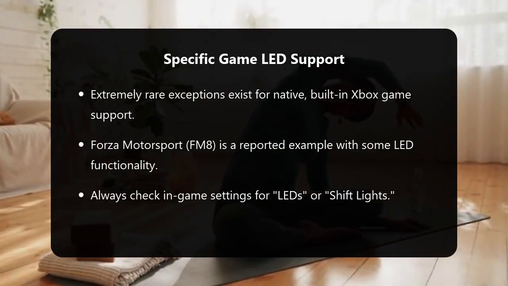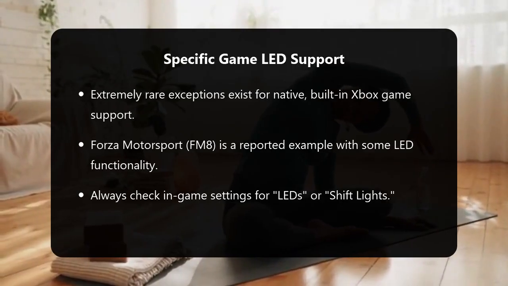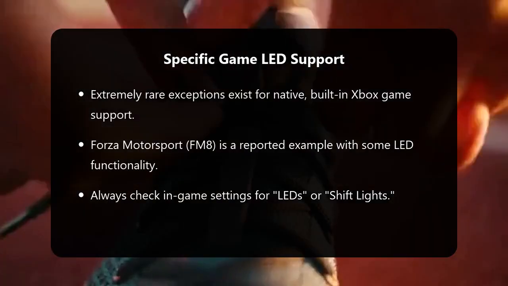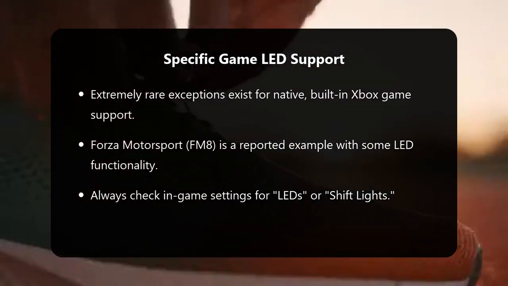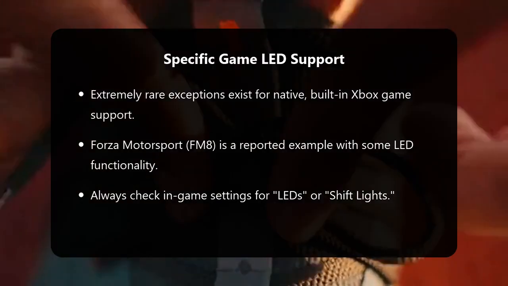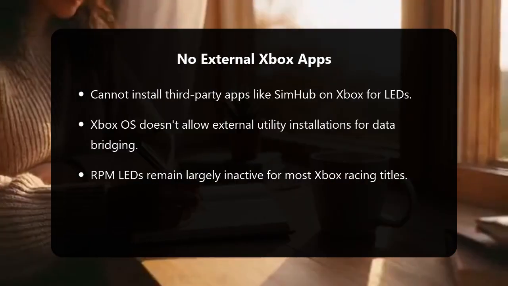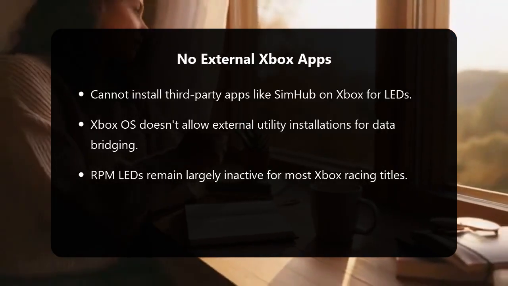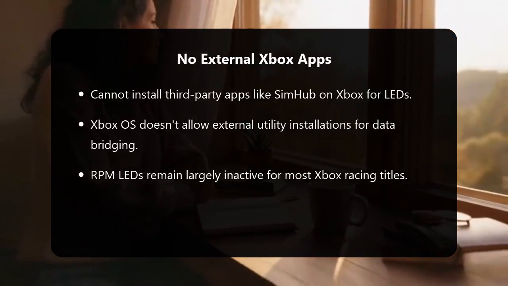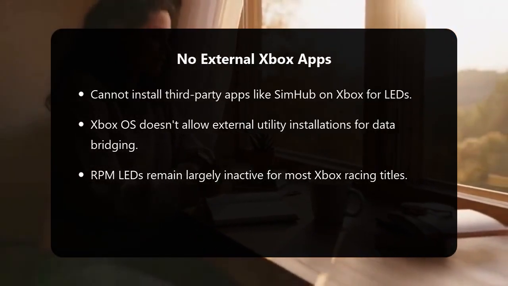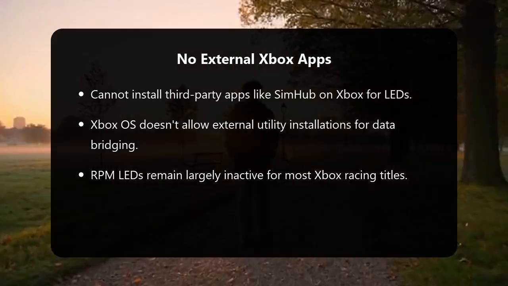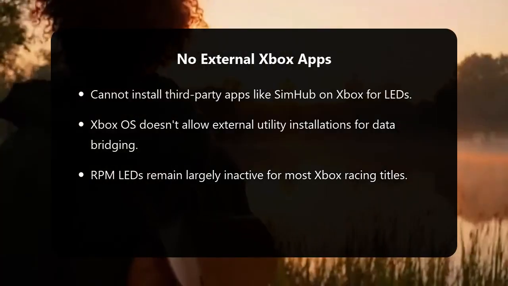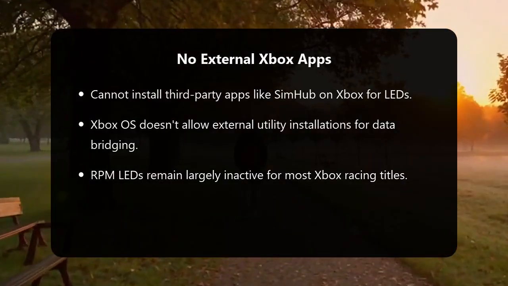integrated lights. It's crucial to understand that you cannot install third-party applications like SimHub or similar PC-based telemetry tools onto your Xbox to force the G923's LEDs to work. The Xbox operating system simply doesn't allow for such external utility installations that would provide the necessary data bridge. Therefore, if a game doesn't natively support the RPM LEDs, there is currently no workaround or external application you can use on the Xbox console itself to activate them.